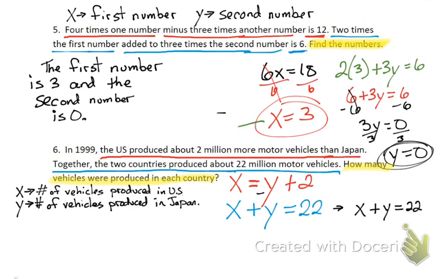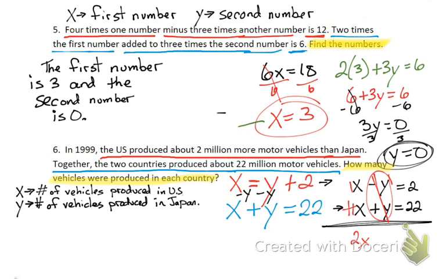So what I'm going to have to do up here is subtract y on both sides to turn this equation into standard form, which would be x minus y equals 2. And now with these two equations, we are ready to eliminate. Again, in this case, the y's will eliminate right away, so I just have to add these two equations together. 1x plus 1x is 2x. Negative y plus y cancels. 2 plus 22 is 24.